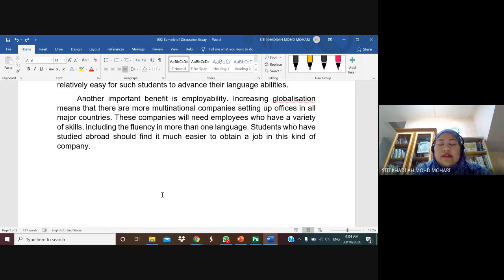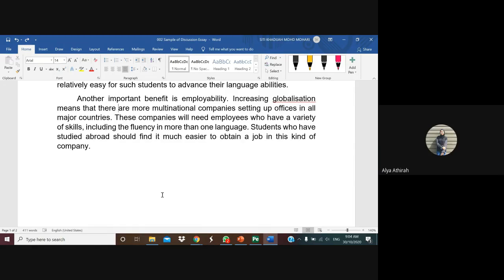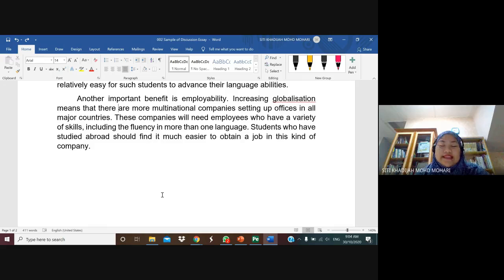Okay, excellent. Now, could you identify which one is the topic sentence? The topic sentence is: another important benefit is employability. Excellent. So that is the topic sentence, yeah? Okay, very good. And the rest are supporting details, and there is no concluding sentence.